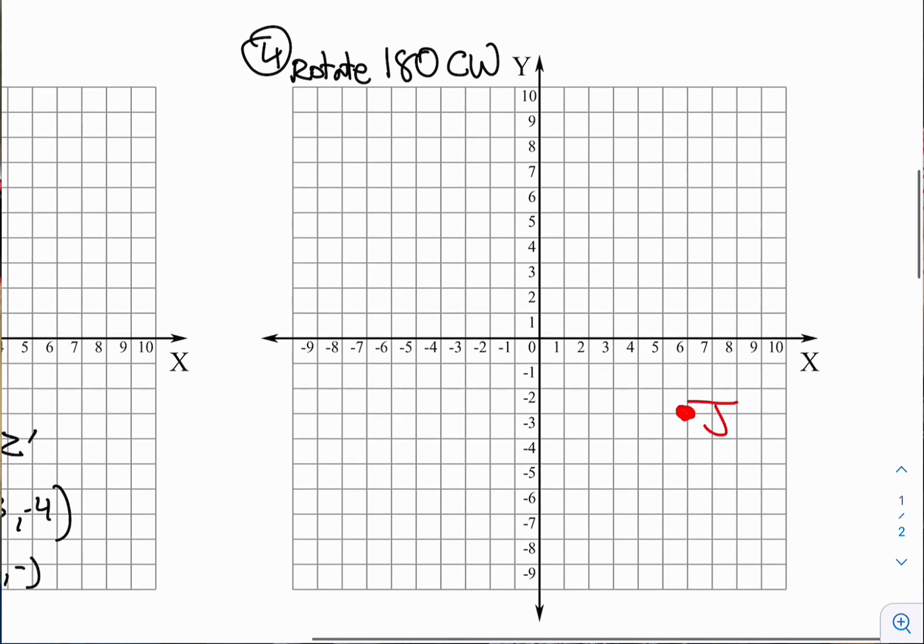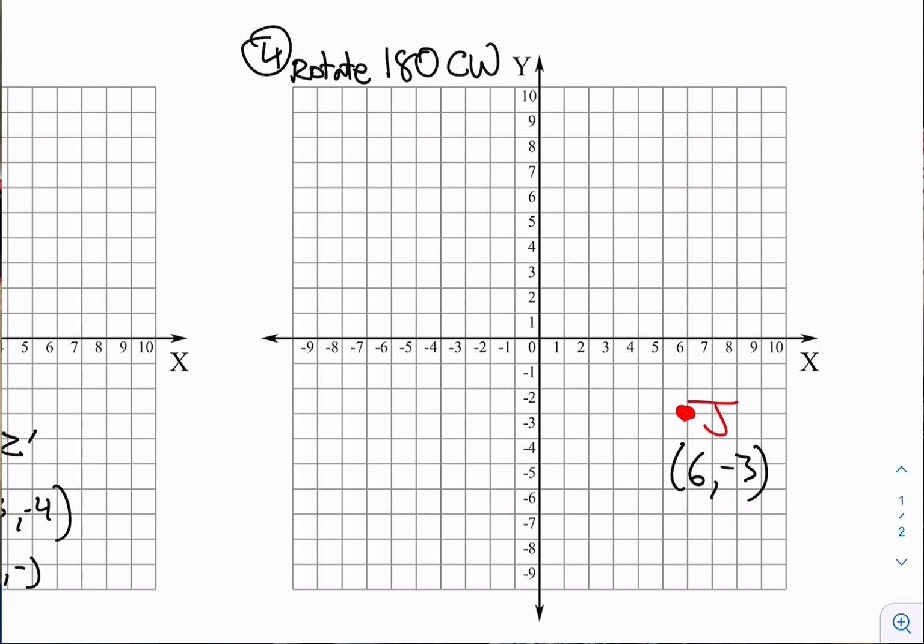Oh, here we've got J. So J is going to go 180 degrees counterclockwise. So we're going this direction out of this quadrant. 180 is going to put me up into quadrant 2. Okay, so again, I'm going to find my coordinates, which are 6 and -3.